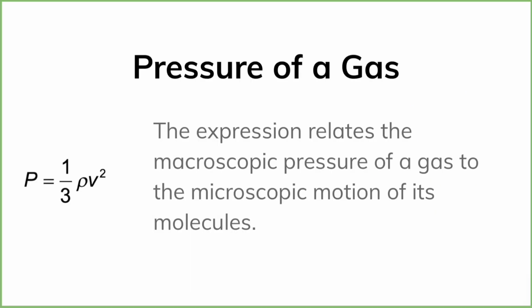Lastly, we want to relate the pressure of the gas with the microscopic motion. So the macroscopic pressure with the microscopic motion. And the way we do that is the formula P = 1/3 rho v squared, where rho is the density of the gas. So that's the mass over the volume. And so if we know the mass and the volume and the speed, we can calculate the pressure.